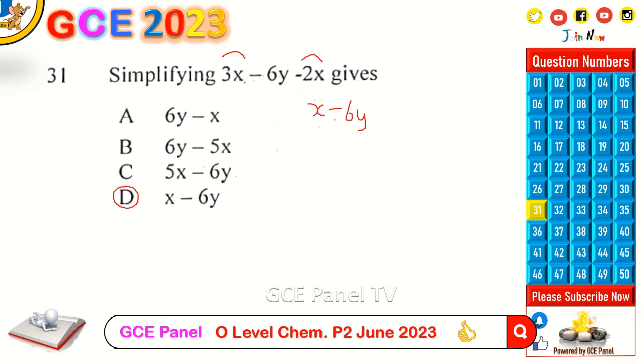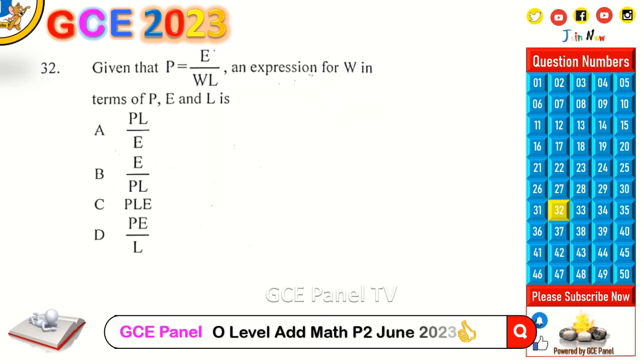Question 32. Given that P is equal to E over WL, an expression for W in terms of P, E, and L is? To make W the subject of the formula, we start by doing away with the denominator. So we multiply all through by WL. Okay? So we have P WL is equal to E.